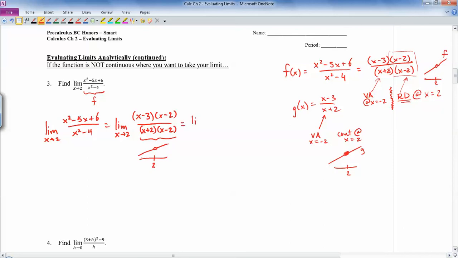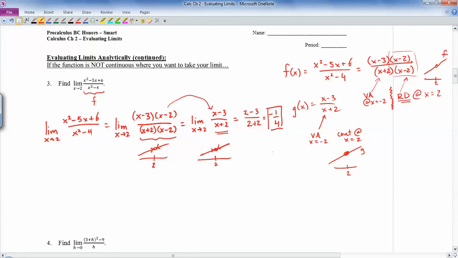So all I care about is what's the value right around 2. If I could plug that hole somehow, then I could just plug in 2. In order to plug in the hole, all we have to do is cancel the x minus 2's. We get x minus 3 over x plus 2. This is the extended function right here. The extended function fills in the hole. And so now, in order to get that value, I can plug 2 into this function. So that's 2 minus 3 over 2 plus 2, which is negative 1 over 4.